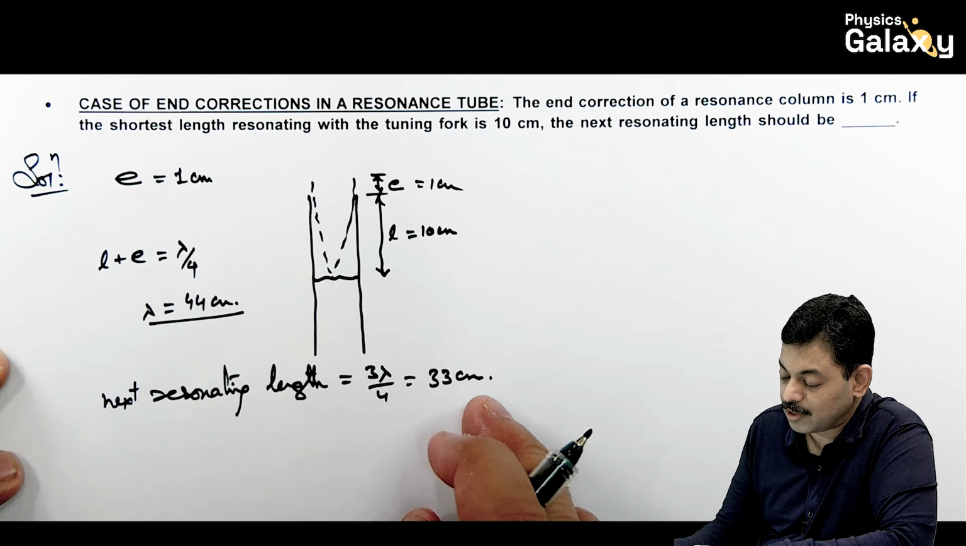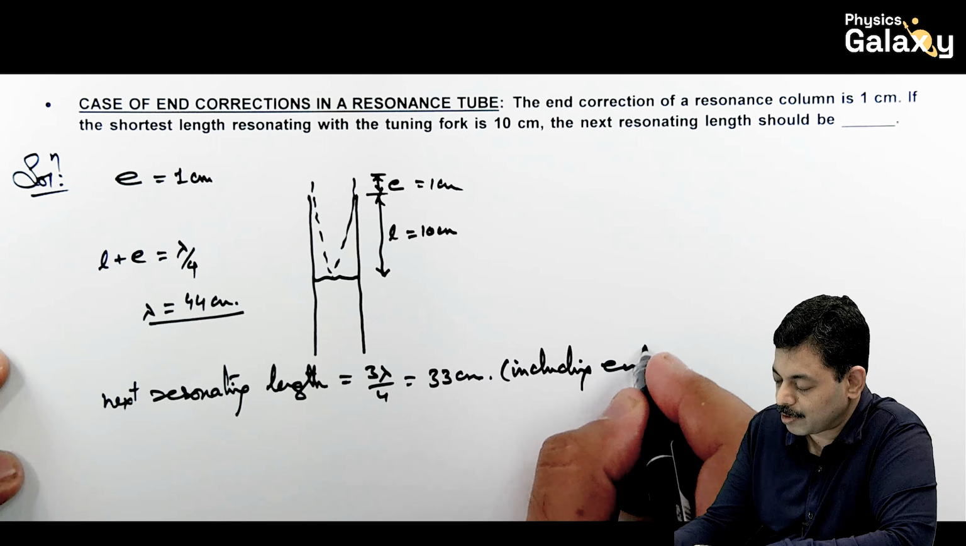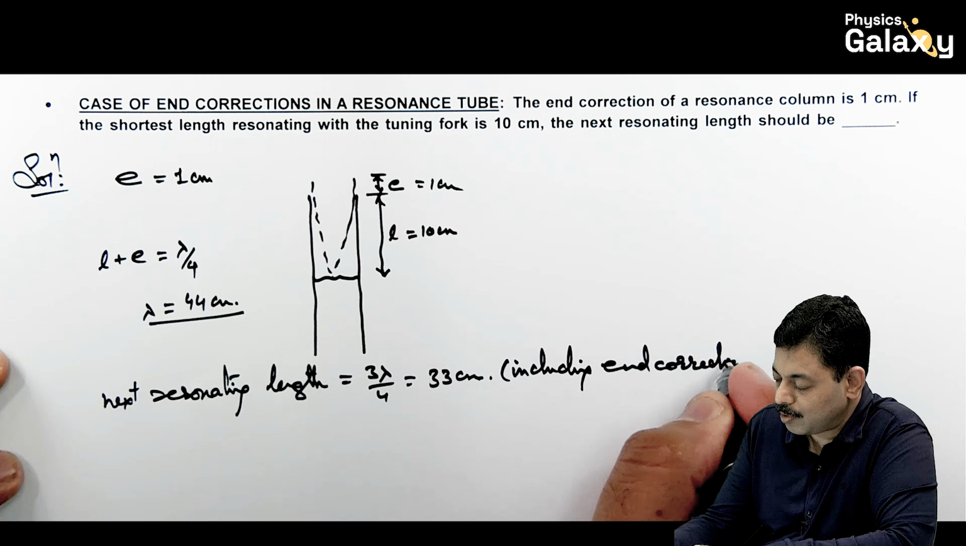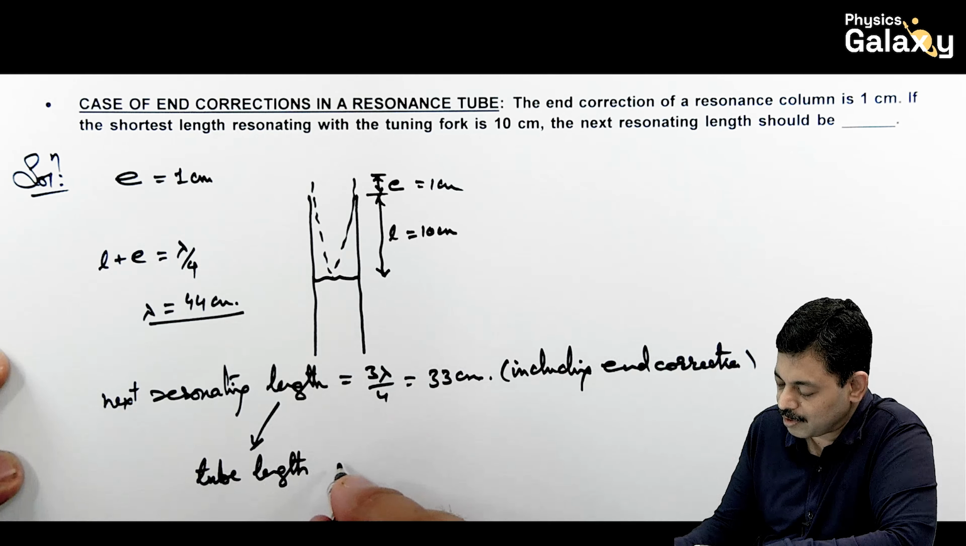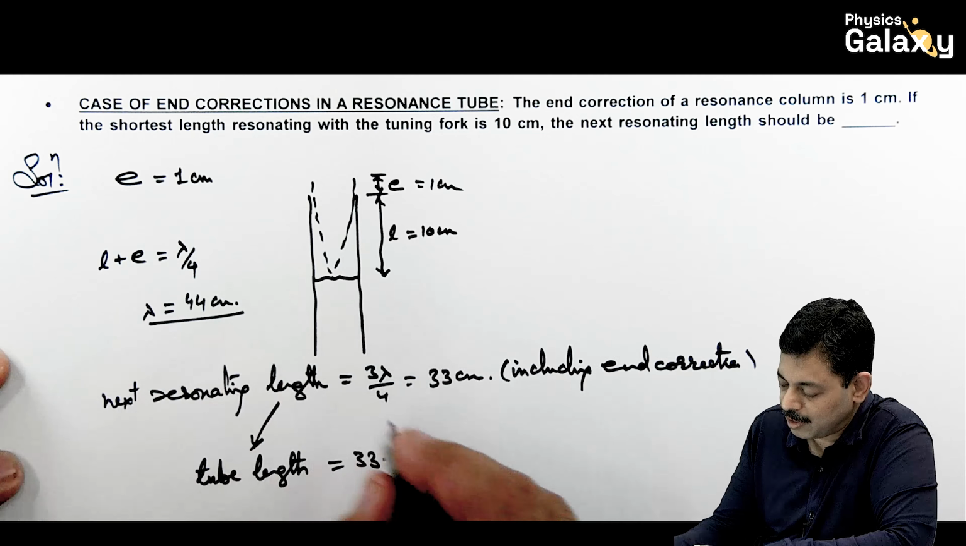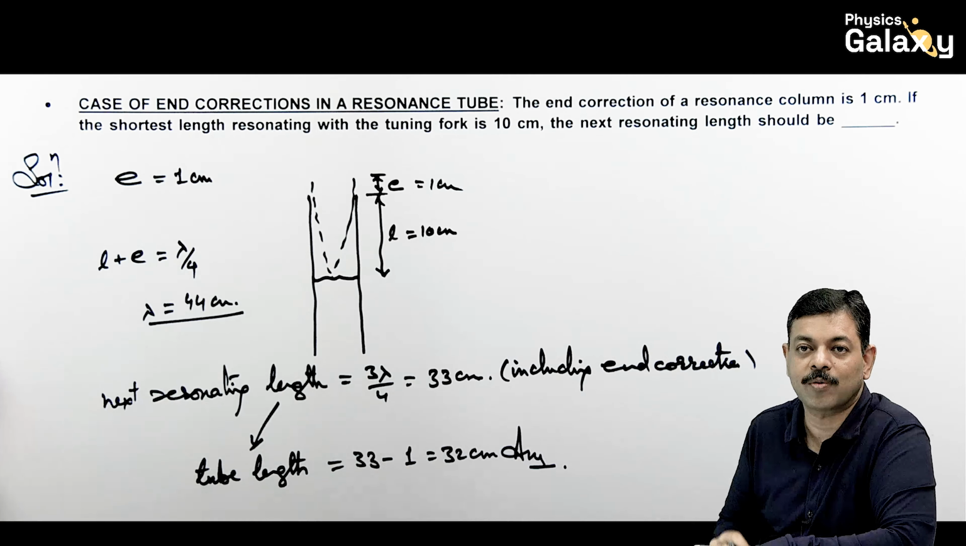So this 33 centimeter is including end correction. So our tube length for the next resonating length, which is what it is actually asking, should be 33 minus E, that is 1, which comes out to be 32 centimeter. That's the result of this problem.